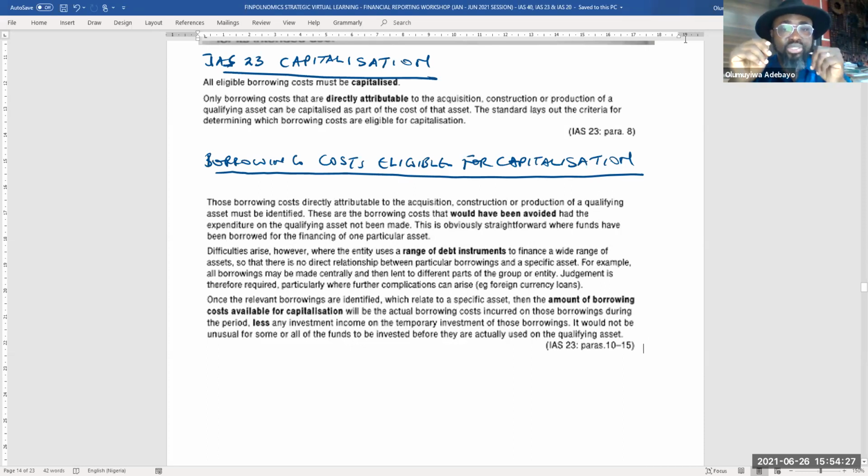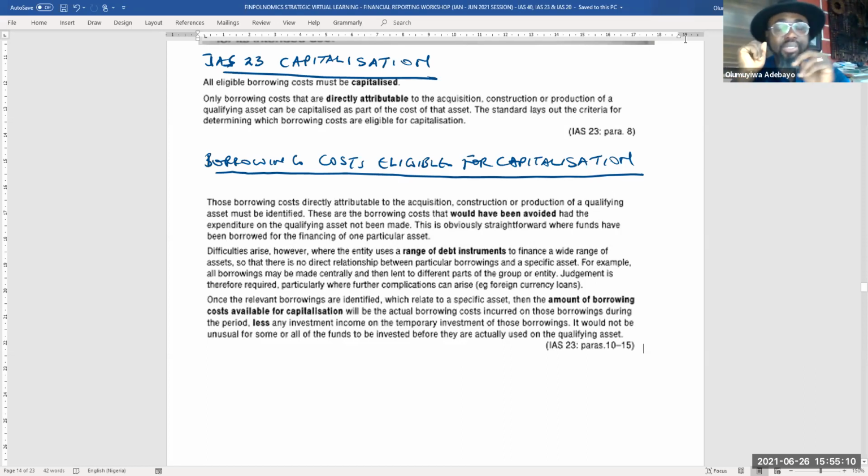Because you are using weighted average, there's a possibility that by the time you do that, it might give you borrowing costs that are more than the total actual borrowing cost. And in that case, the standard says you now have to restrict what you have gotten as a result of the capitalization rate to the actual borrowing cost, so that you don't overestimate the borrowing cost allocated to that project. And probably we'll see it in the course of our discussion. Okay, that's what we need to take note of.